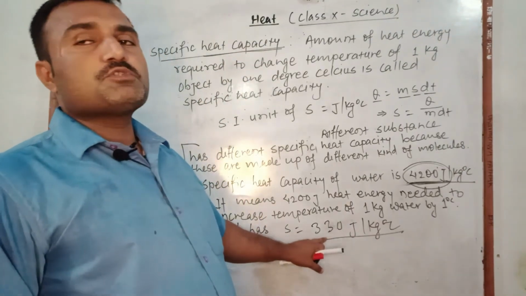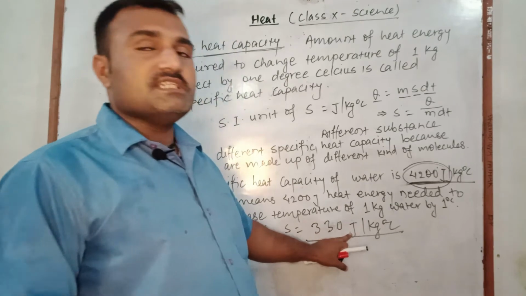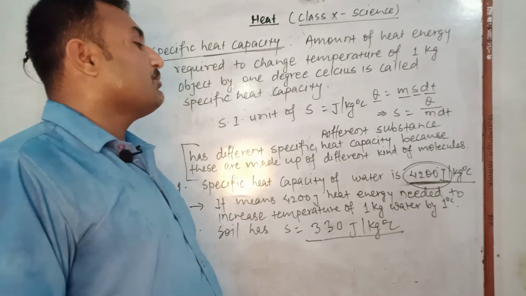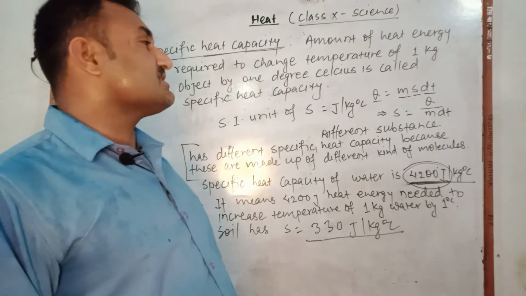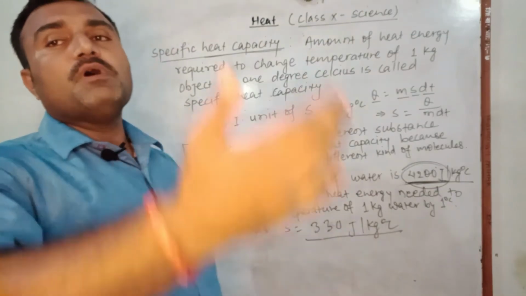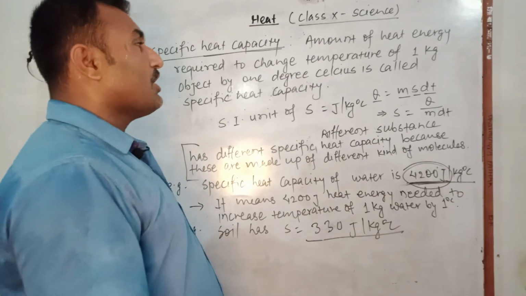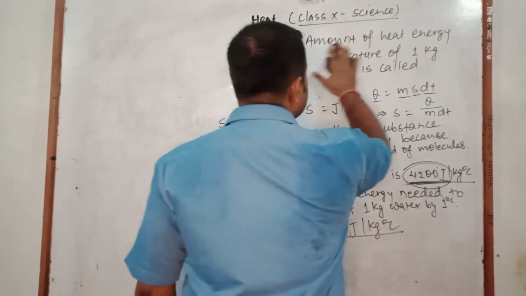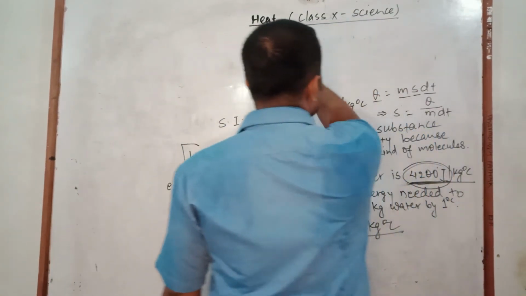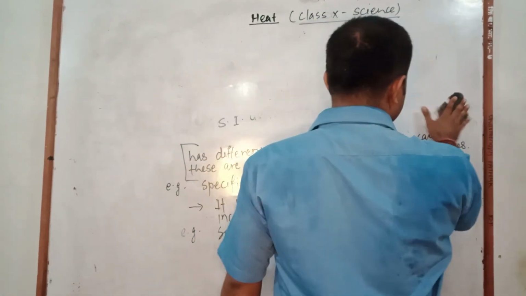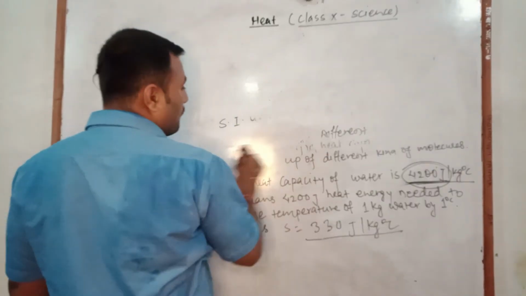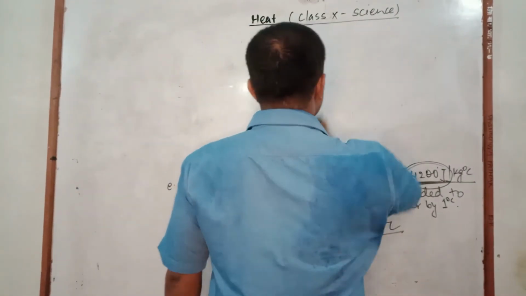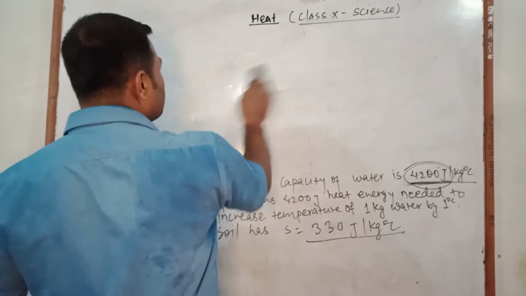When 1 kilogram of soil only absorbs 330 joules of heat energy, its temperature increases by 1 degree Celsius. Therefore, specific heat capacity tells us by how much temperature increases. An object cools faster when it has less specific heat capacity, and gets heated slowly when it has more specific heat capacity. Due to high specific heat capacity, several effects are seen in our surroundings.